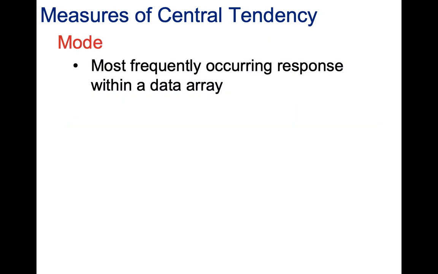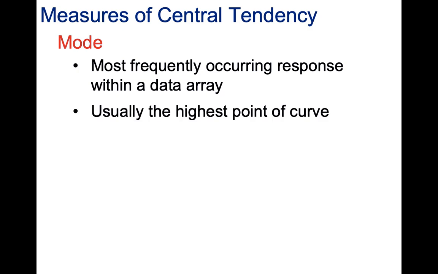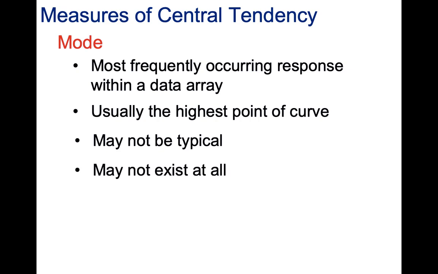Mode is the most frequently occurring response within a data array or a data set. In other words, the mode is the number that happens the most often. It says here it's usually the highest point of a curve. If you're thinking about a bell curve, mode is usually there. It may not be typical for the data set, but it did happen to be the most common. And sometimes you won't have a mode at all because, in a class of 20 kids, it's not always going to be the case that 3 kids got the same score. Sometimes everybody has their own unique score, so that all depends.